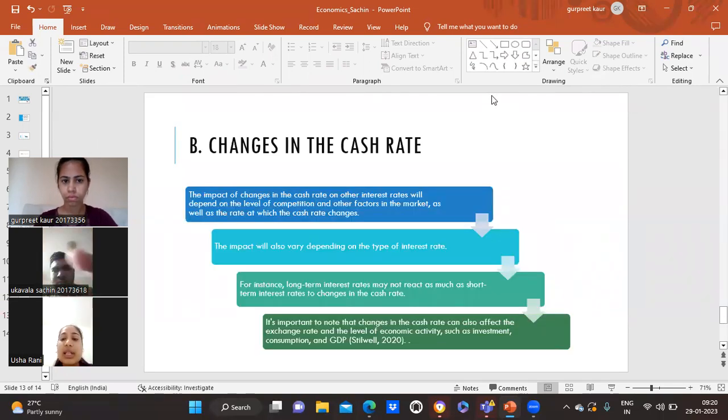Next is the changes in the cash rate. The impact of changes in the cash rate on other interest rates will depend on the level of competition and other factors in the market, as well as the rate at which the cash rate changed. The impact will also vary depending on the type of interest rate. For instance, long-term interest rates may not react as much as short-term interest rates to changes in the cash rate. It's important to note that changes in the cash rate can also affect the exchange rate and the level of economic activity, such as investment, consumption, and GDP.